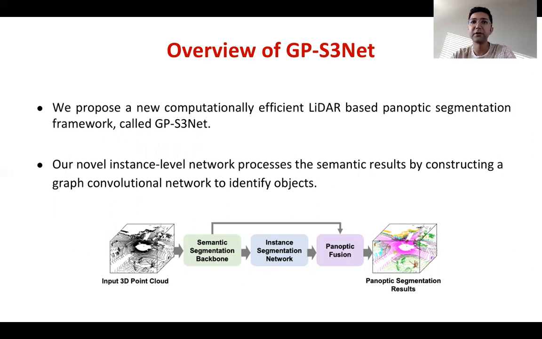Our new design consists of a novel instance-level network to process the semantic results by constructing a graph convolutional network to identify objects, which later on are fused with the background classes. This approach has turned an unsupervised clustering task into a supervised graph edge classification problem, where edges between two nodes indicate whether they belong to the same instance.